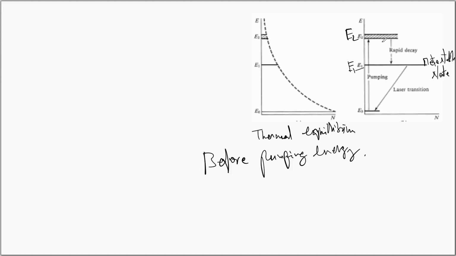Now here we have a peculiar situation. Under thermal equilibrium, before pumping the energy, the population of the ground state is quite large, and all the higher energy levels are less populated. When you pump the energy into the lasing medium, we notice a situation where energy level E1 has a higher population than the ground state. This is what is called population inversion. The metastable state will have a greater population than the ground state or the lower energy levels.